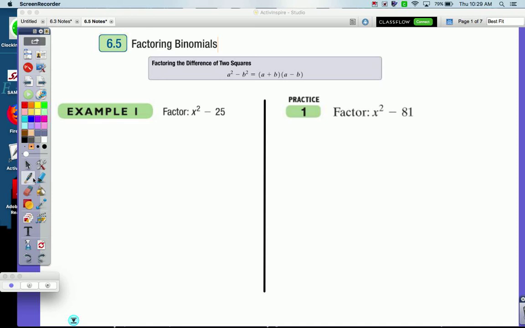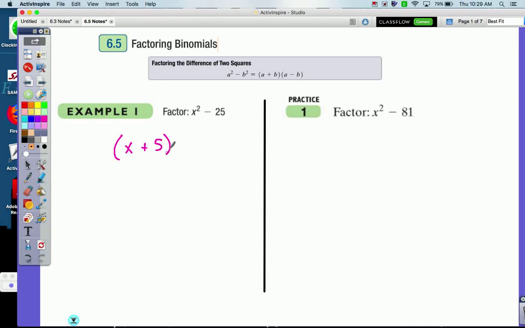X squared minus 25. X squared is a perfect square. 25 is a perfect square. So this is going to factor into x, because x is the square root of x squared, plus the square root of 25, which is 5, and you're going to have another parentheses, the same terms except there's a minus in the middle. And that's it.